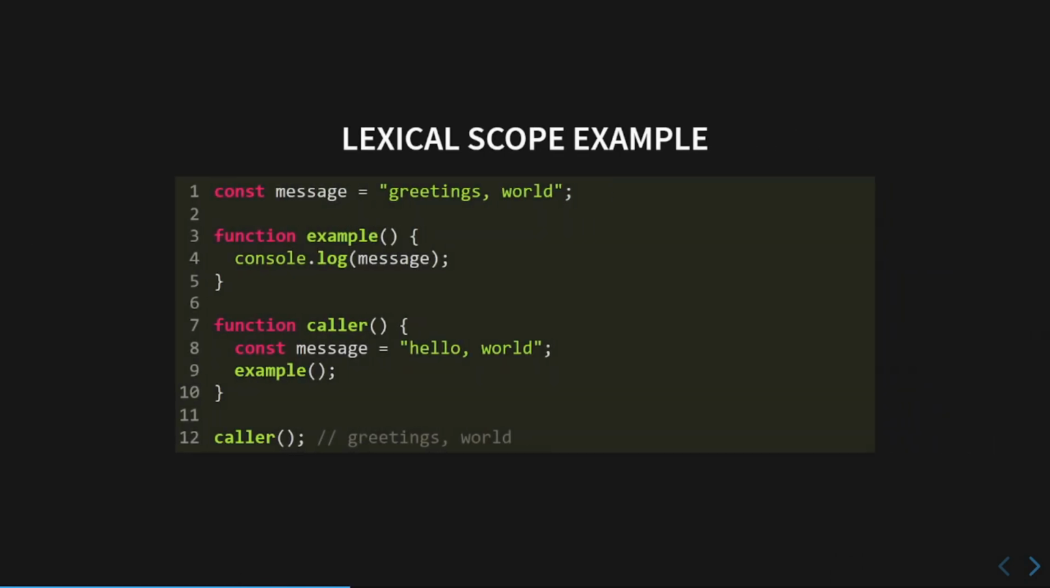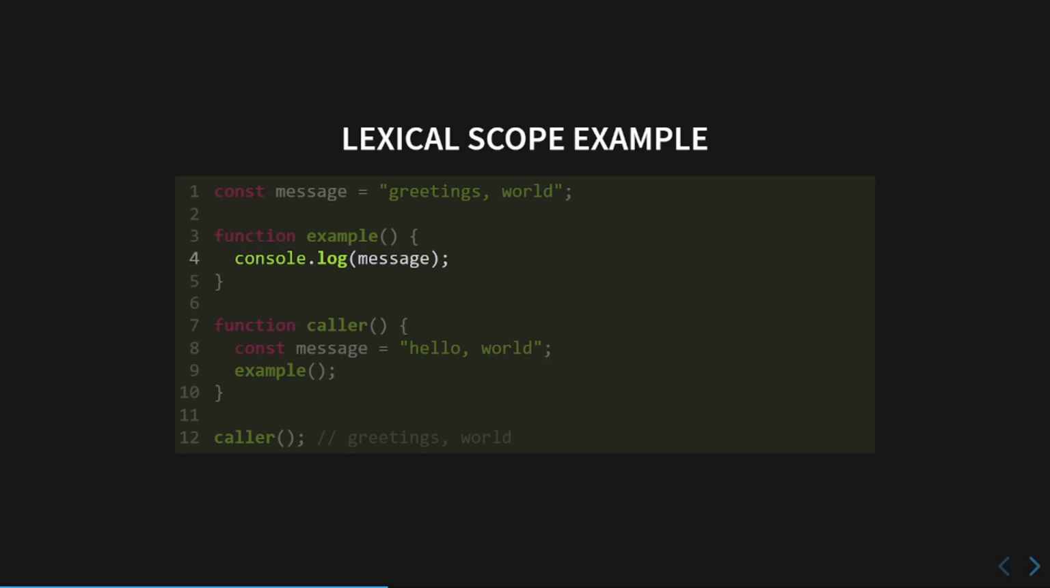Here's a lexically scoped example. I have a const message, a function example, and a function caller. If I call the caller function, it does const message equals hello world, so it creates this variable called message and assigns it hello world. And then it calls the example function. Once we're in the example function, it tries to console.log the message, but it can recognize that message here is a free variable. It's not defined as a parameter to example, and it's not defined in the body of example. So it needs to look elsewhere to try and resolve this message variable.